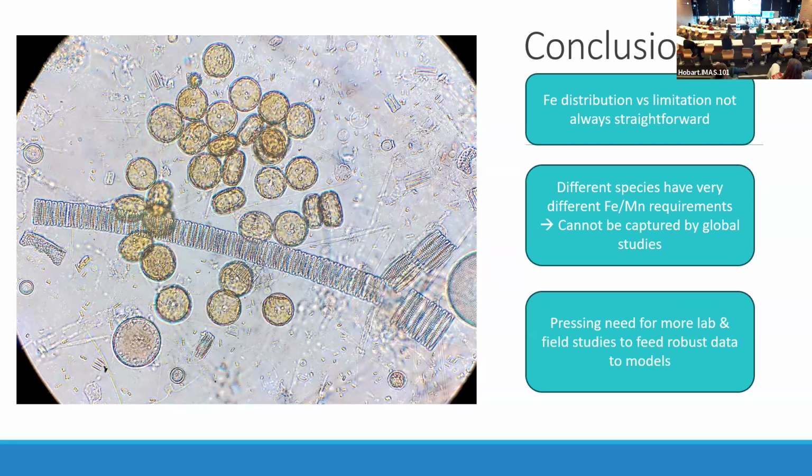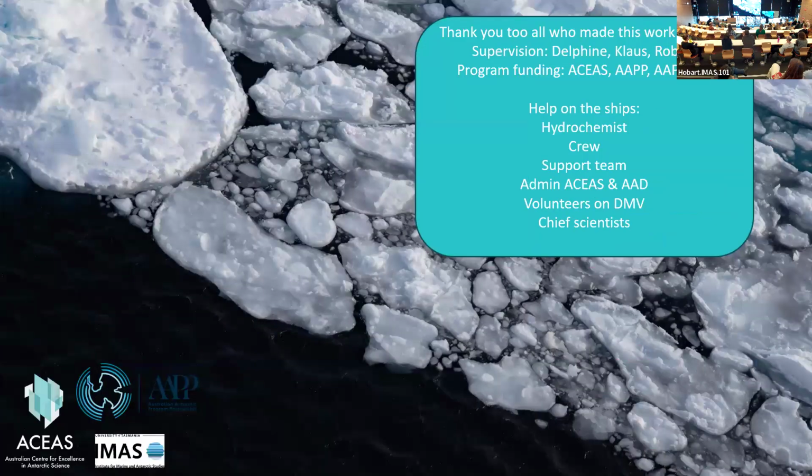And I think this really stresses the need for more understanding of what's happening. So more lab and more field studies, with more coverage and more seasonal data, filling the seasonal gap, if we want to provide more robust data so that modelers can better predict what could happen in the future. And I would like to thank all the people that made this work possible.